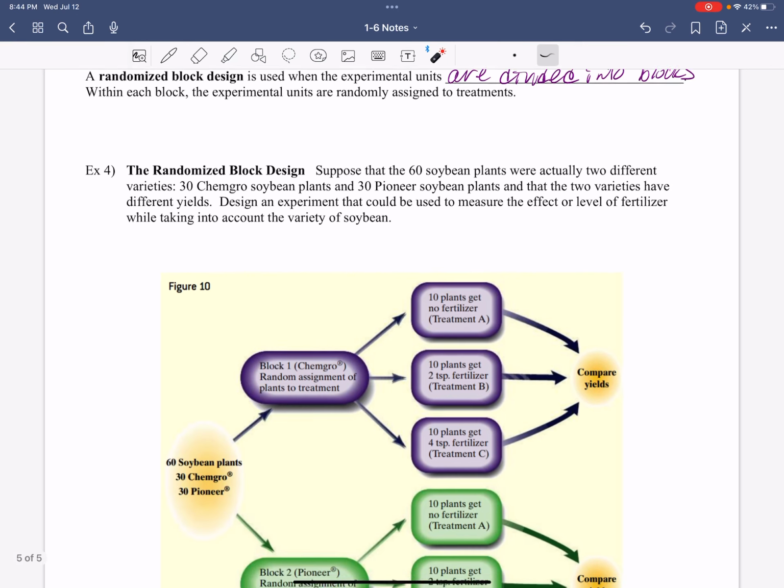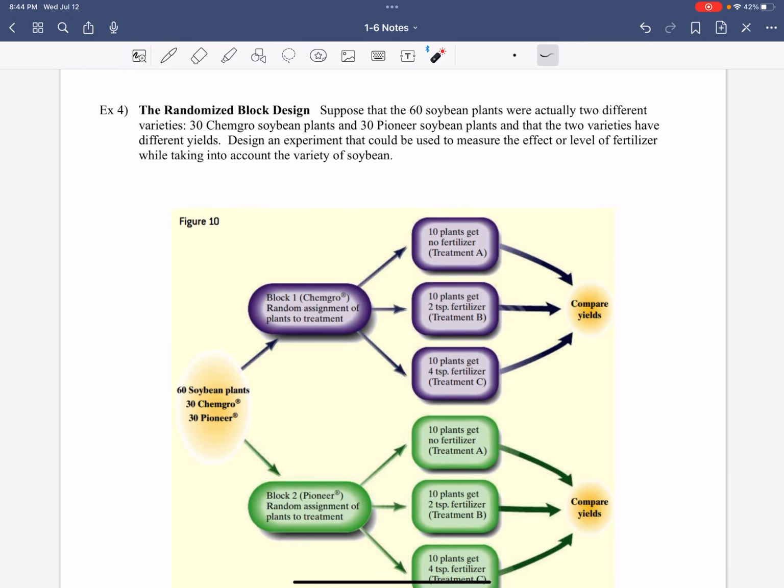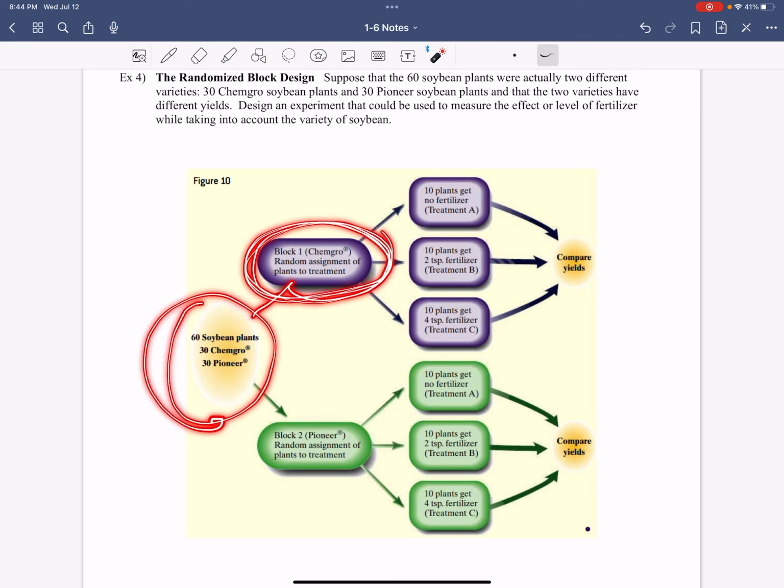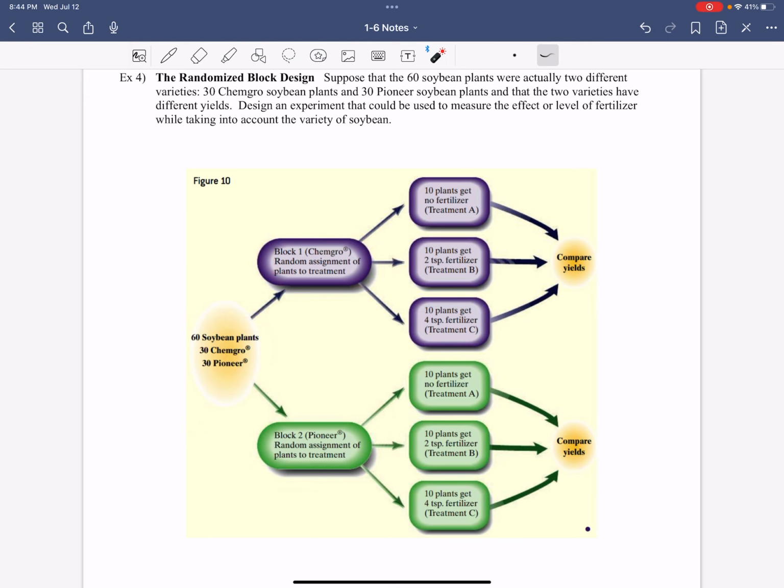All right, so let's go back to the soybean plants. Suppose that 60 soybean plants are actually 2 different varieties. So 30 Kim-Grow soybean plants and 30 Pioneer. So I have 2 full groups. They start with 60 plants, 30 of them are Kim-Grow, 30 of them are Pioneer. That's how you block it up. If they were all the exact same plant, you'd go with a completely randomized design.